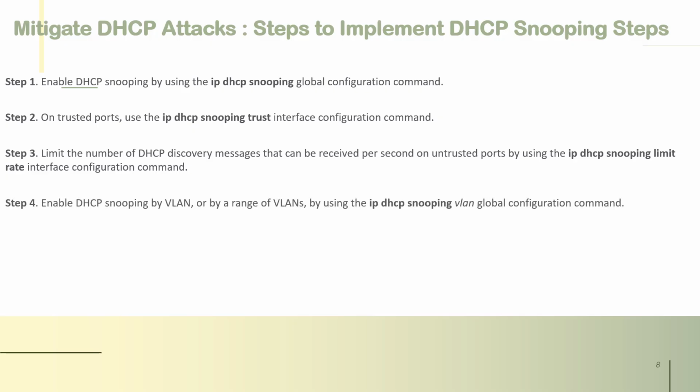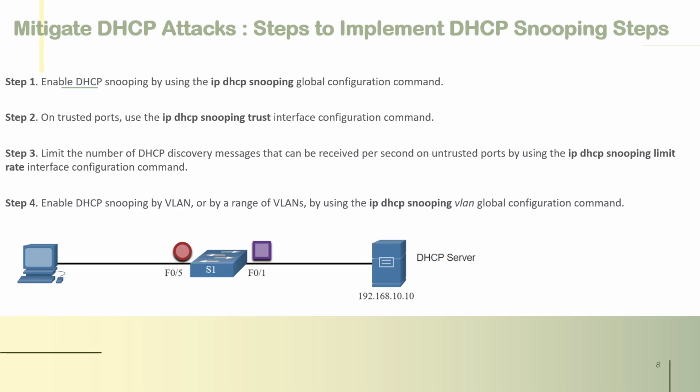And at step 4, we enable DHCP snooping by VLANs or by a range of VLANs by using the ip dhcp snooping vlan global configuration command. So let's look at an example to configure DHCP snooping. We will use a reference topology for the DHCP snooping example as shown here in this figure.